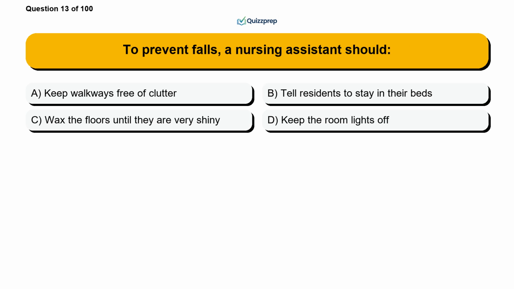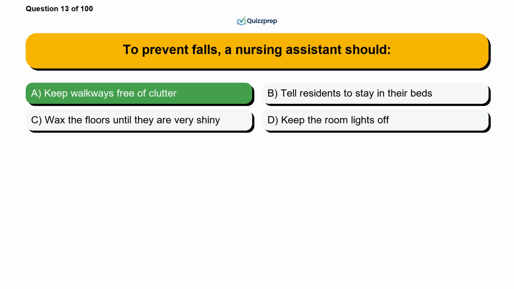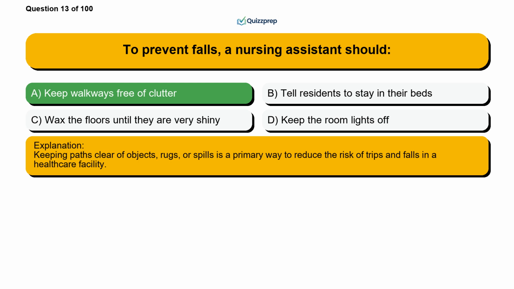Question 13. To prevent falls, a nursing assistant should: option A, keep walkways free of clutter, option B, tell residents to stay in their beds, option C, wax the floors until they are very shiny, option D, keep the room lights off. The correct answer is option A, keep walkways free of clutter. Keeping paths clear of objects, rugs, or spills is a primary way to reduce the risk of trips and falls in a healthcare facility.